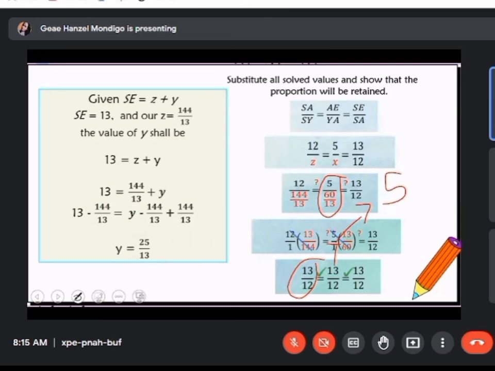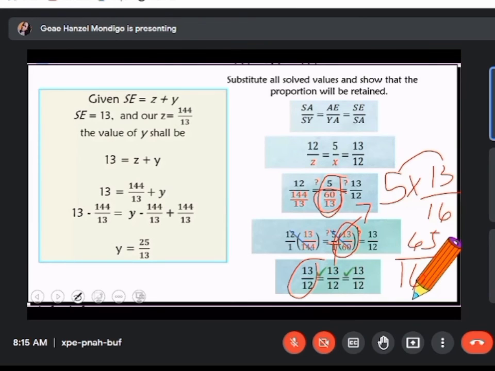So get the reciprocal of our 13 over 60, which is 60 over 13. We have 13 over 60. To get this, we just copy the denominator and 13 times 5. So we have 13 times 5 is equal to 65.